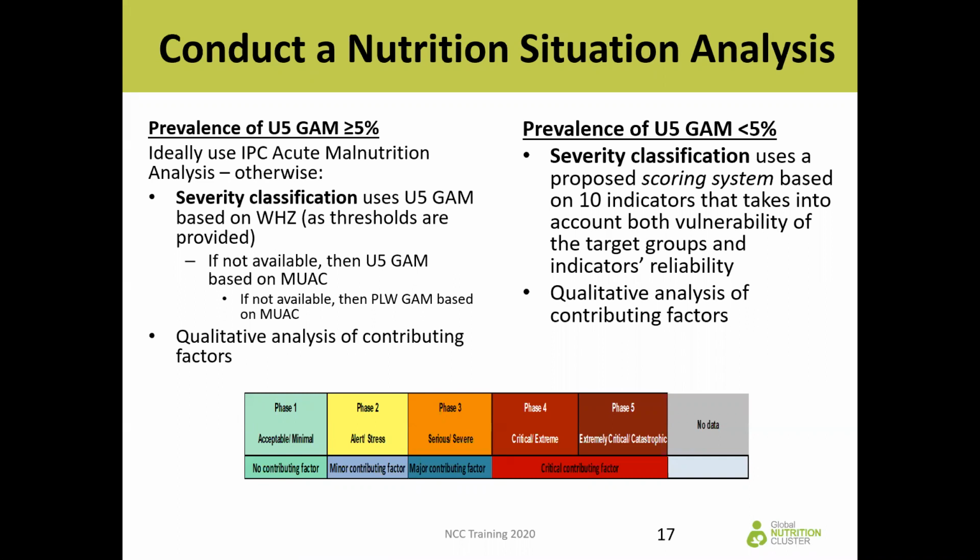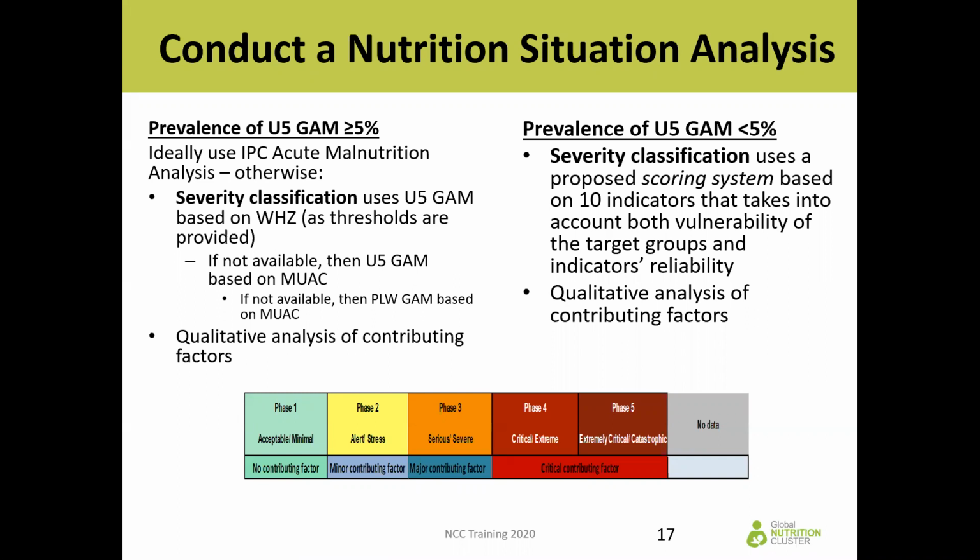If you cannot do an IPC acute malnutrition analysis, so now entering scenario 2, the severity classification is based on GAM for children under 5 based on weight for height. And the reason for this is that thresholds are provided globally, as much as perhaps one day we would have thresholds for the aggregate indicators, so the CGAM that probably a number of you are already aware of, where that is a composite indicator that looks at all suffering from global acute malnutrition based on weight for height, based on MUAC, and based on edema.